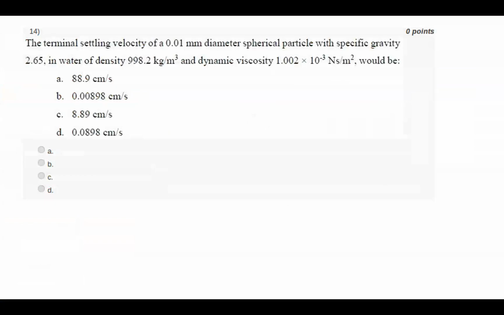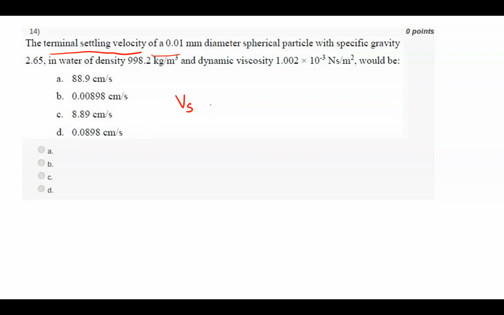Next is: the terminal velocity of a 0.01 millimeter diameter spherical particle with specific gravity 2.65 in water, density of 998.2 kg per meter cube, and dynamic viscosity of 1.002 into 10 to the power minus 3 Newton second per meter square would be. So we have to calculate the terminal settling velocity, which is equal to Vs.